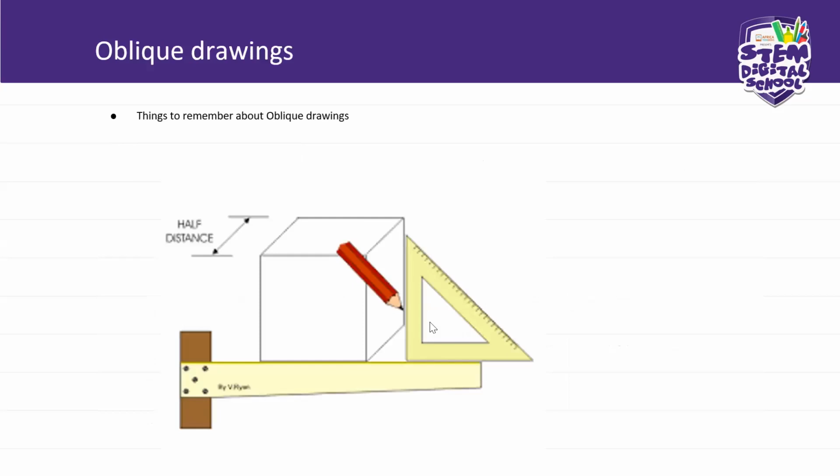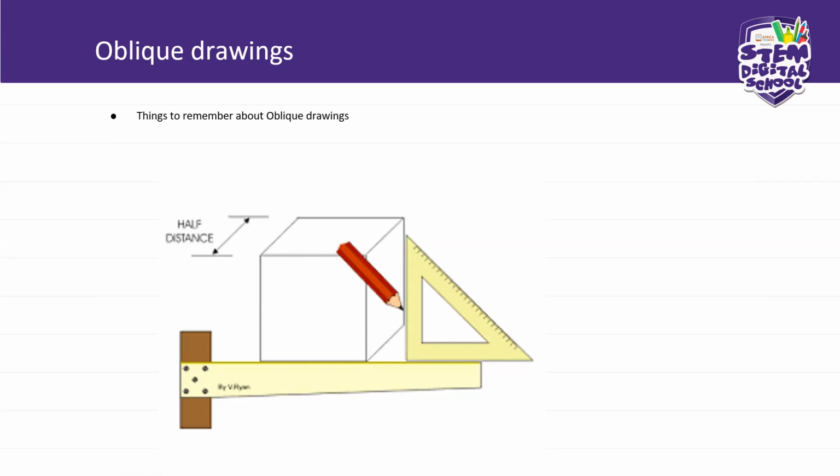And these are the instruments. I have shown you this before. These are the instruments. Now, I want you to note this. When you draw oblique, this is an oblique drawing. When you draw oblique, ensure that this slanting line is half the distance. It is half the distance.